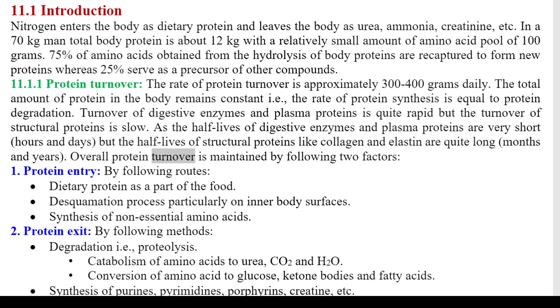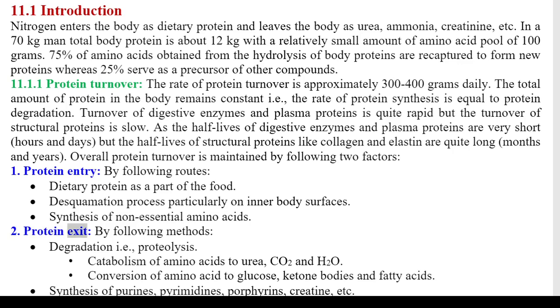Overall protein turnover is maintained by the following two factors. 1. Protein entry, by the following routes. Dietary protein as a part of the food. Desquamation process, particularly on inner body surfaces. Synthesis of non-essential amino acids.